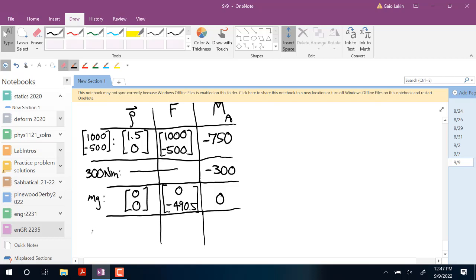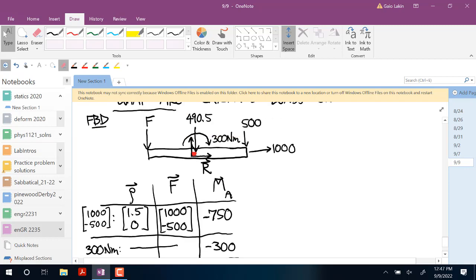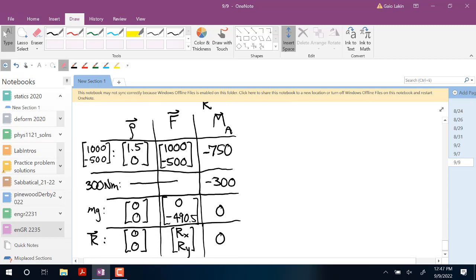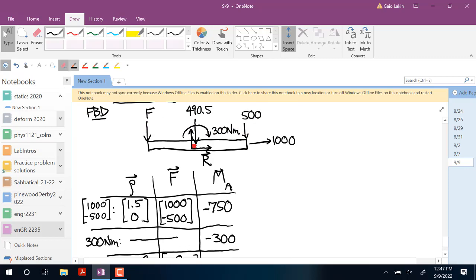Now let's do that force R, the pin joint force. The rho vector again is 0. The force is Rx, Ry. Cross product is 0. So now we got 1, 2, 3, 4, 1, 2, 3, 4. So the only thing we have left is this force F applied by the roller.